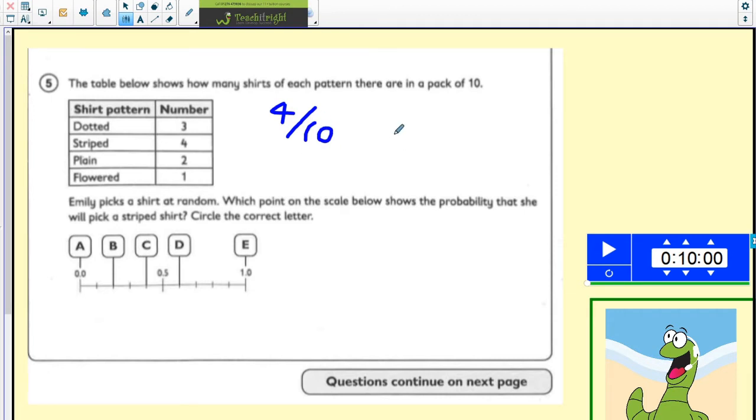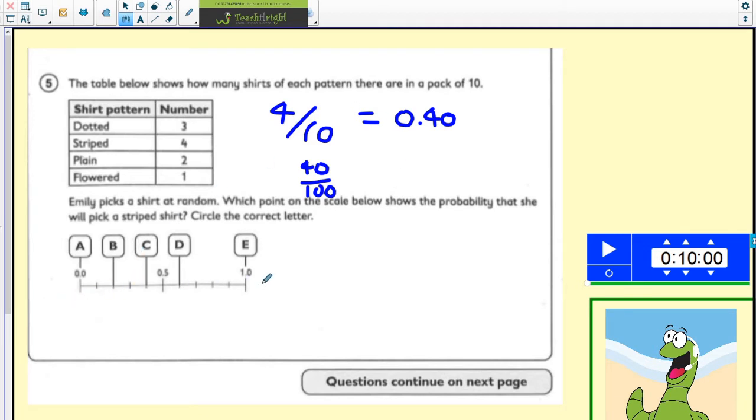4 out of 10, as a decimal. An easy way of doing it might be to say 40 out of 100, which is 0.4 or 0.40. I always like to convert it to a percentage because I know it's an easy conversion then. And that's of course 0.4.